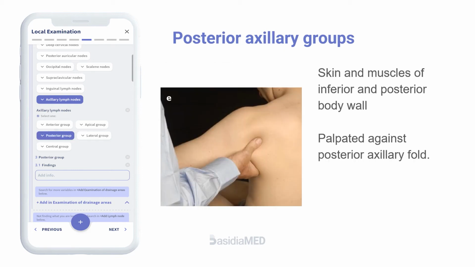The posterior axillary nodes receive lymph from the skin and muscles of the posterior and inferior body wall. They are palpated against the posterior axillary fold. To palpate the posterior groups, support the arm to relax the axillary muscles. Now face your palm away from you, feel inside the lateral edge of latissimus dorsi.